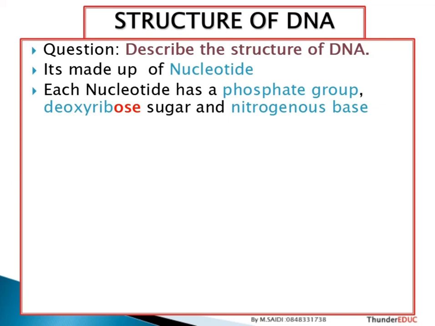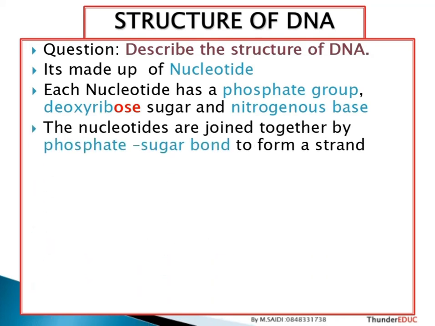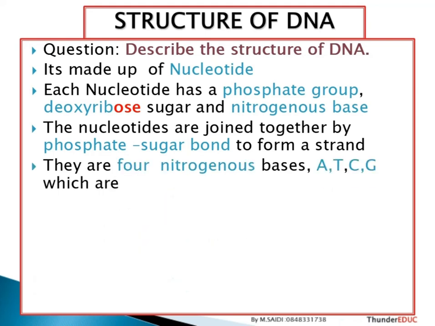Now, the nucleotides are joined together by a sugar-phosphate bond to form a strand. One nucleotide after another nucleotide is connected by a sugar-phosphate bond, because the phosphate group attaches to the sugar. Then the sugar is attached to the nitrogenous base. Then the next nucleotide, same thing. There are 4 nitrogenous bases. In terms of DNA, we have adenine, thymine, guanine, and cytosine. And we use these letters to represent them.